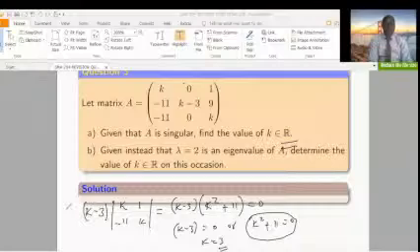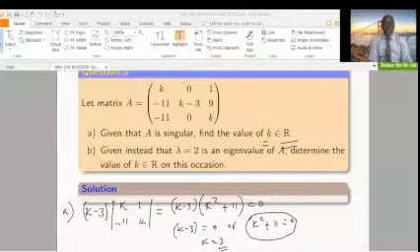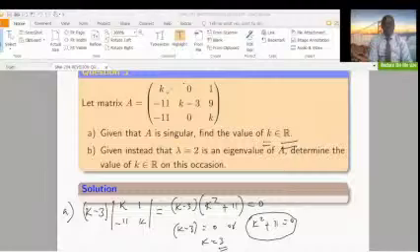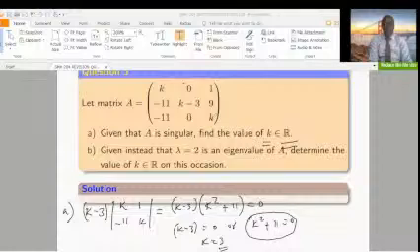Question A is answered because it wanted us to find a real number K that will give us a determinant of 0 if it were placed here. So if you were to place 3 where K is, and 3 here, and then 3 here, you would realize that this determinant would then be 0.